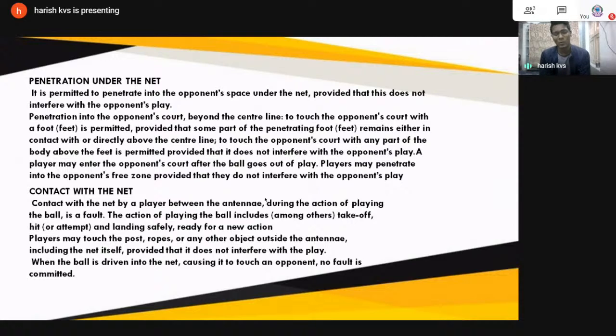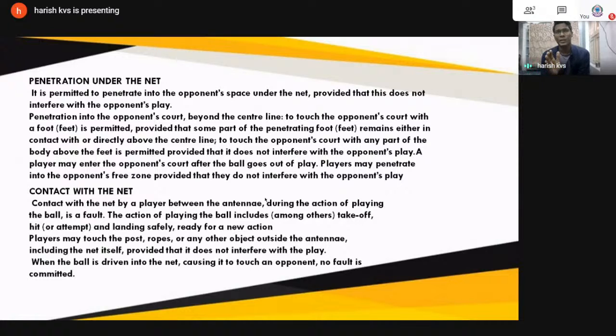So when is it called a fault? If his whole foot crosses the center line, then it shall be called a fault. If some part of the foot remains on the center line or above the center line, then it shall not be called a fault by the referee. So it is a simple thing. The moment you cross the center line while the game is in play, it is called a center line fault. While the game is going on, if the center line is crossed by any one player of a team, then it is called a foul.